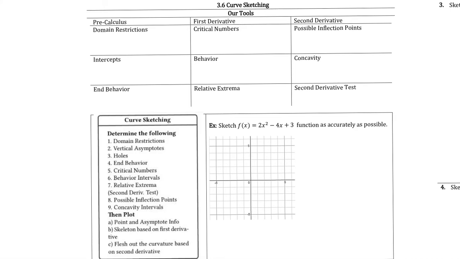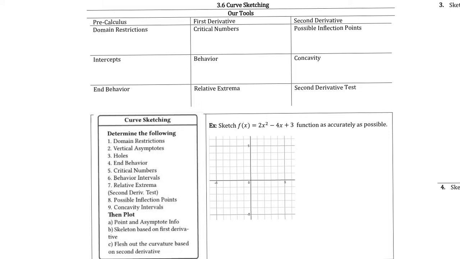Hello and welcome. We have spent most of chapter 3 talking about what the first and second derivatives specifically tell us about our original function. We talked about how the first derivative tells us about where our function is increasing and decreasing and where it has relative extrema, and how the second derivative tells us where there are points of inflection, meaning where the concavity is changing from concave up to concave down.